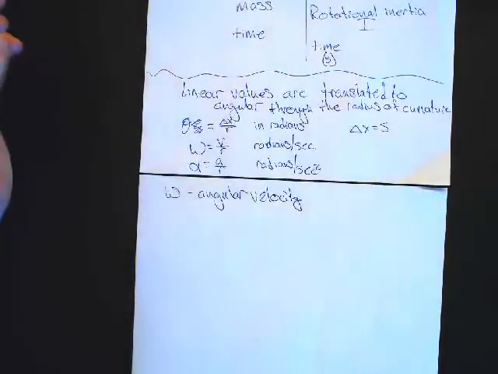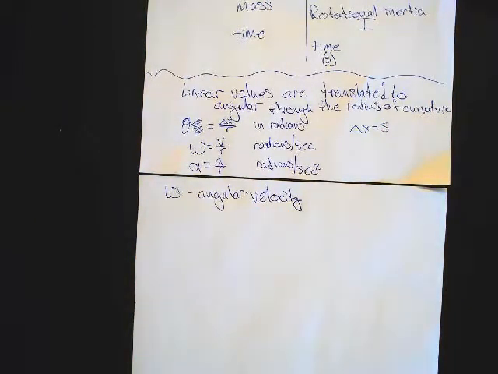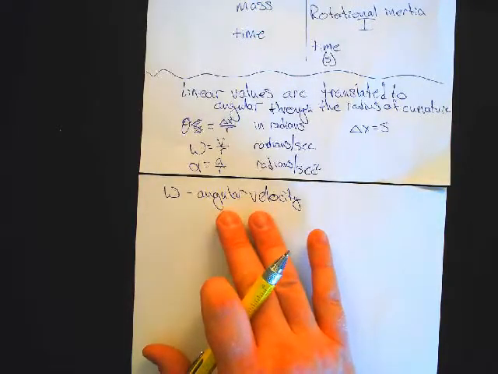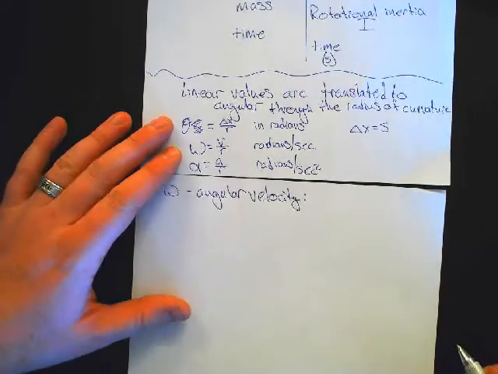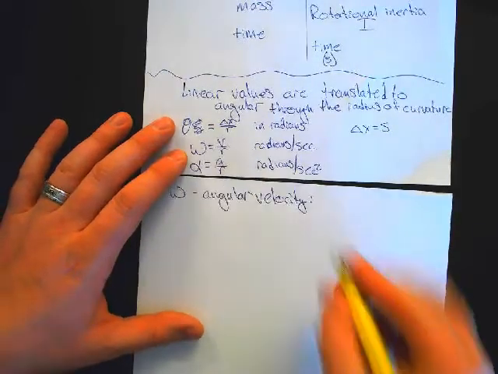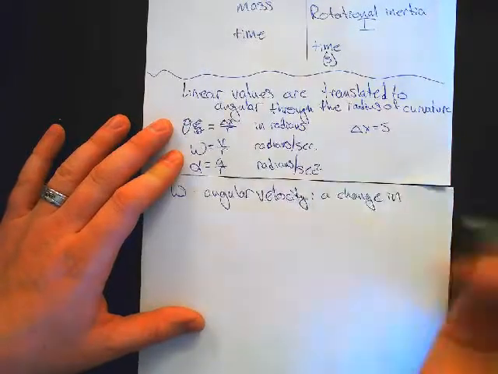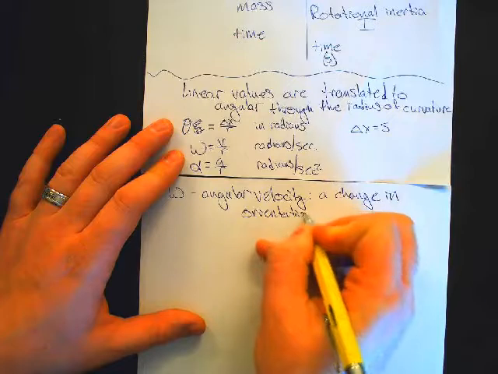Now, I want to make sure there's differentiation between regular velocity and angular velocity here. Change in position in terms of linear velocity means where are you physically located. Change in position in terms of angular velocity is what way are you facing. So if you want to define this one as a change in orientation over time or a change in facing over time, those would be appropriate definitions. A change in orientation over time.